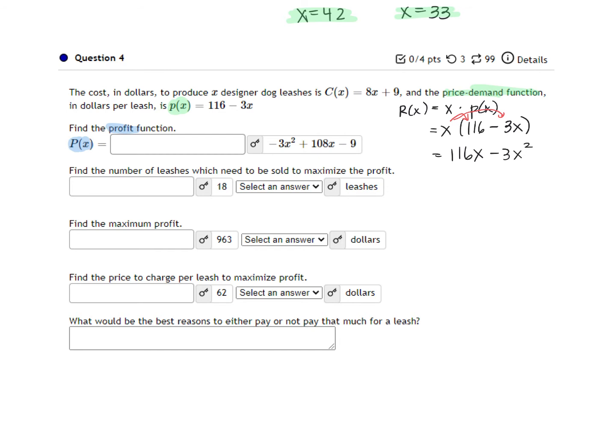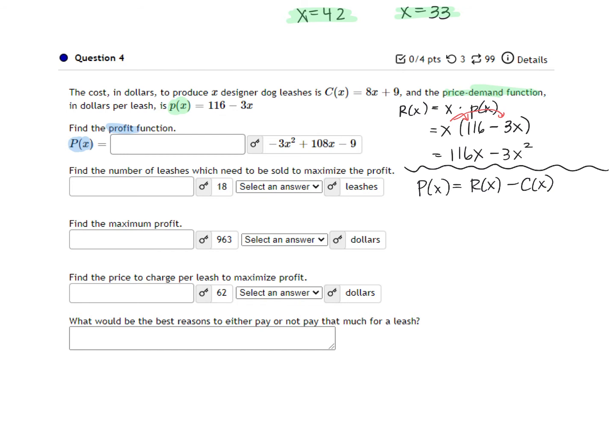To find the profit, because that's what we're trying to find here, profit is equal to revenue minus cost. So however much you bring in is your revenue, and that doesn't mean you profit all of that because you spent money making your product. So you subtract the cost. Revenue minus cost, whatever is left is how much you make. That's your profit. So we can find that.